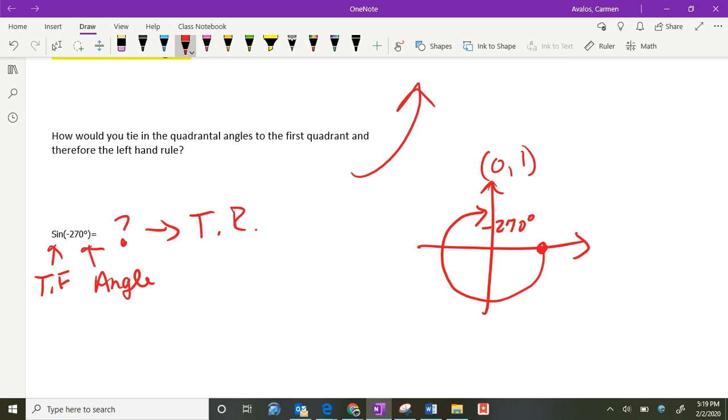So what is the sine of -270? That's what we're answering right there. And the answer is going to be just 1. So the length of that is going to be 1. It's not asking you for the radians. It's not asking you for a degree. It's asking you for the trig ratio. And in this case here, the answer is going to be 1. Okay, very good.